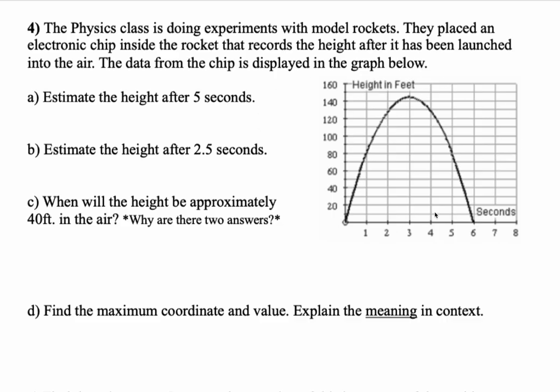So we have a graph here where the x-axis is the seconds and the y-axis is the height in feet. So our seconds is our independent variable and our dependent is the height, because the height of the rocket depends on how long it's been since it was launched. So the first question is, estimate the height after 5 seconds. That means that we're looking at the 5 seconds.